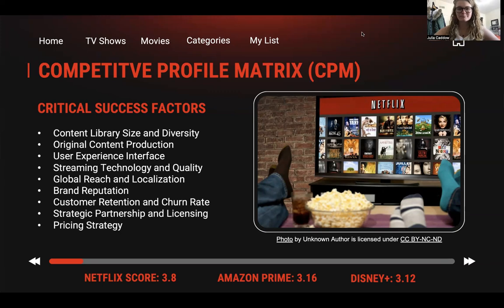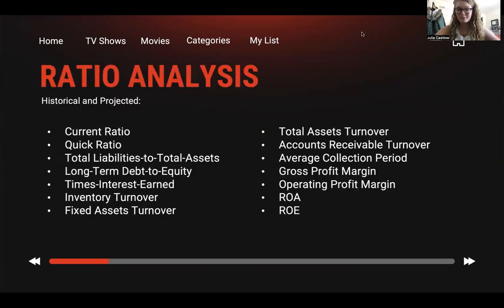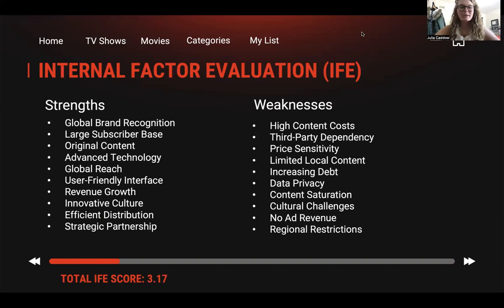3.12 respectively. Next up, we have the ratios analysis, which gives both a historical record and projected ratios into the future on several ratios listed here, including the current ratio, the quick ratio, the total liabilities to total assets ratio, including many more. Next up, we have the internal factor evaluation, or the IFE matrix.